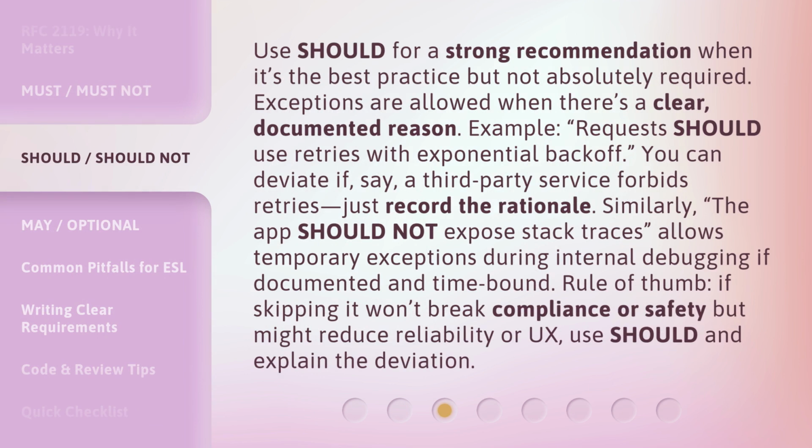Use should for a strong recommendation when it's the best practice but not absolutely required. Exceptions are allowed when there's a clear, documented reason. Example: requests should use retries with exponential backoff. You can deviate if, say, a third-party service forbids retries. Just record the rationale. Similarly, the app should not expose stack traces, which allows temporary exceptions during internal debugging if documented and time-bound. Rule of thumb: if skipping it won't break compliance or safety but might reduce reliability or UX, use should and explain the deviation.